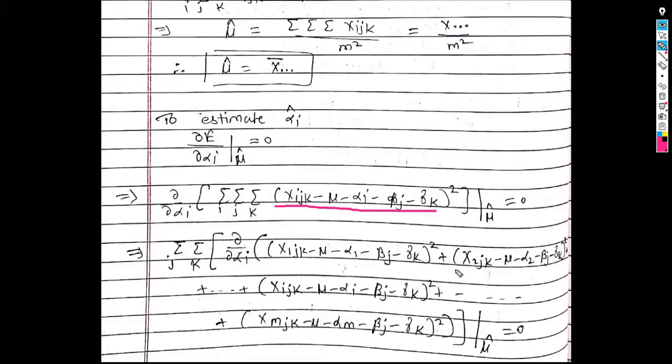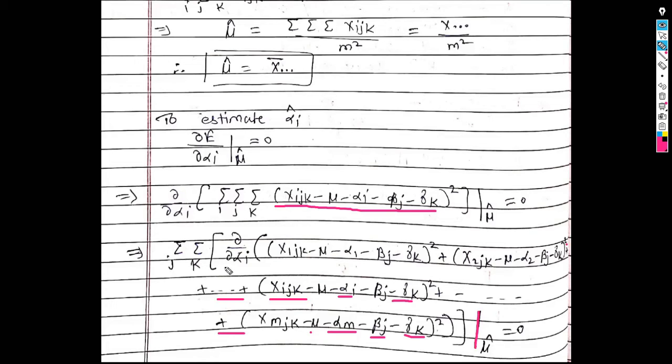So here we get (x1jk minus mu minus alpha 1 minus beta j minus gamma k) whole square, plus the second term for i equals 2. So we get (x2jk minus mu minus alpha 2 minus beta j minus gamma k) whole square, plus and so on. So what is the ith term? (xijk minus mu minus alpha i minus beta j minus gamma k) whole square, plus and so on. The last term is (xmjk minus mu minus alpha m minus beta j minus gamma k) whole square, under the value of mu hat, and equate it to 0.